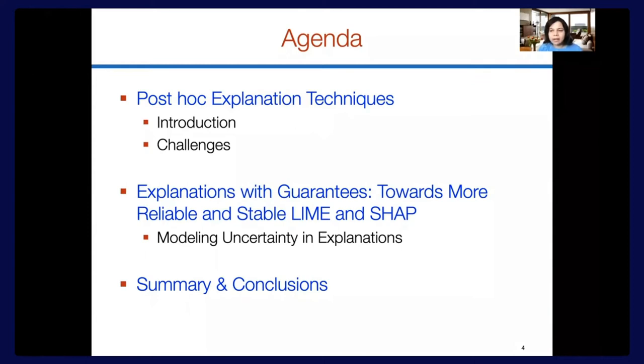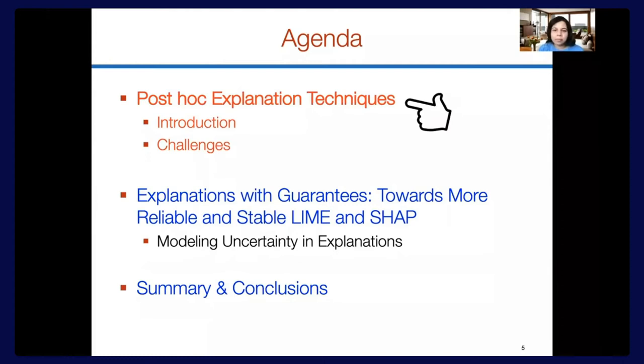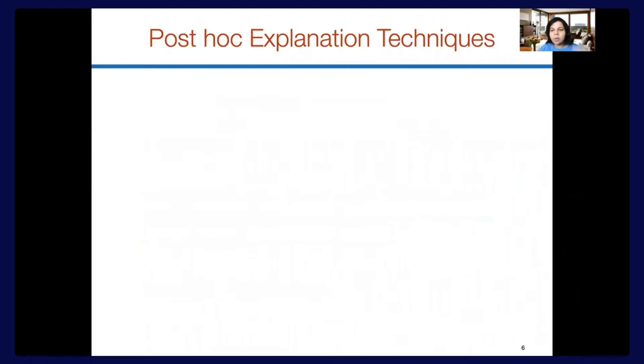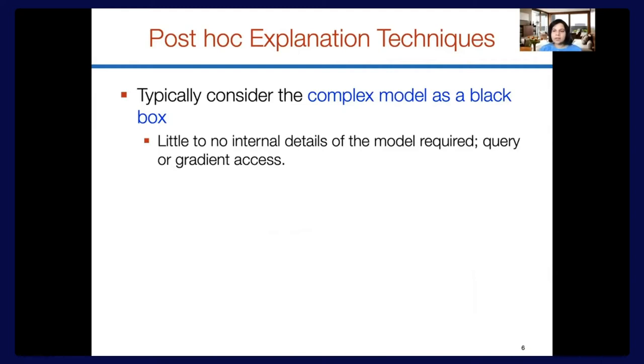All right. So first, let's start with the post hoc explanation techniques, right? So I already just gave a very high level intro to why post hoc explanation techniques became popular. So what are these kinds of techniques? Typically, a lot of these techniques consider a complex model as a black box. Let's say there is a complex neural network that we want to try and explain. A lot of these methods require very minimal access to the internals of that model, right? So a bunch of the methods that we have today actually just need query access.